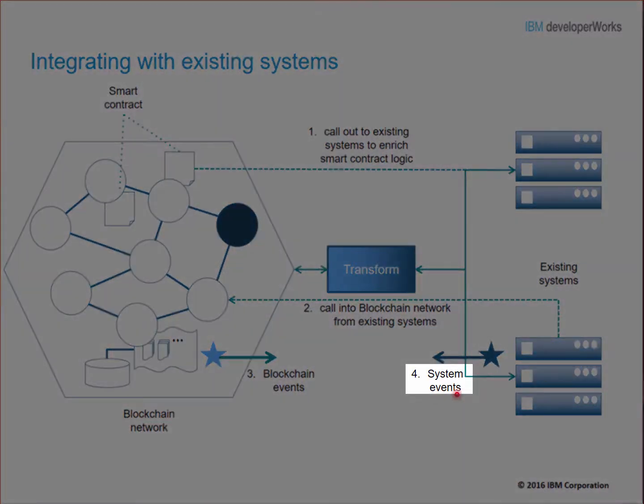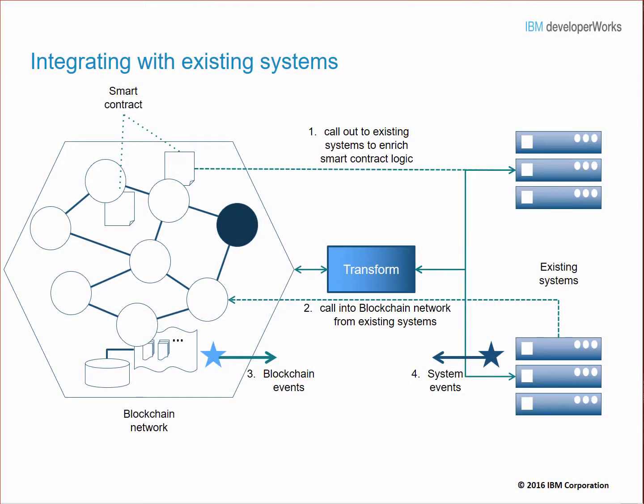Also, events in your external systems could trigger calls into the blockchain. For example, an event in your existing system could trigger a call into the blockchain network, into a smart contract, to record something in the ledger.